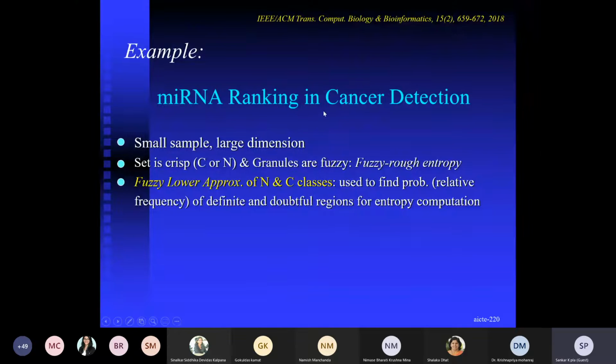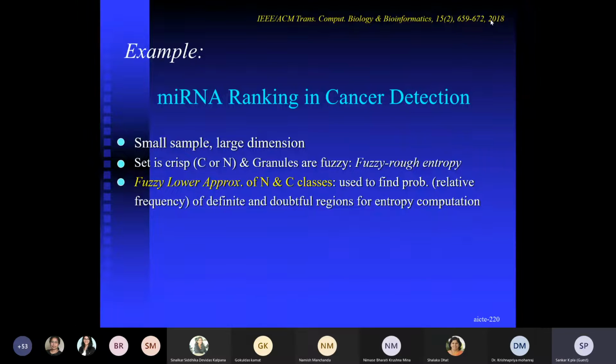Now, what are the challenging areas in microRNA ranking? This is a very recent paper. So here you have small sample, large dimension. Usually in pattern detection problems, when we started working in the 70s, our basic assumption was that the number of samples should be much, much larger than the number of features. When we started working in speech, our number of samples was about 900 or 1000, but the number of features was 2 or 3. But today, it is the other way around, topsy-turvy. The number of features has increased, but the number of samples has not.